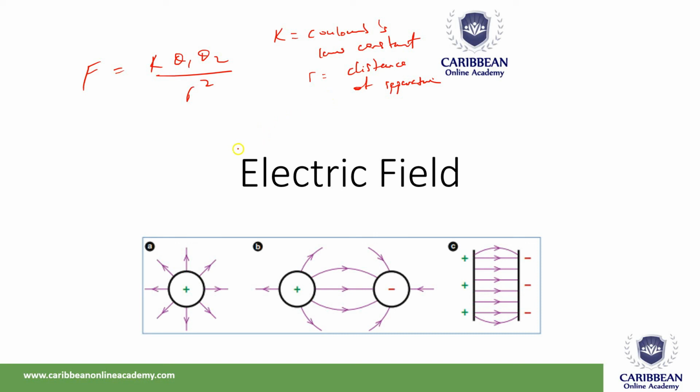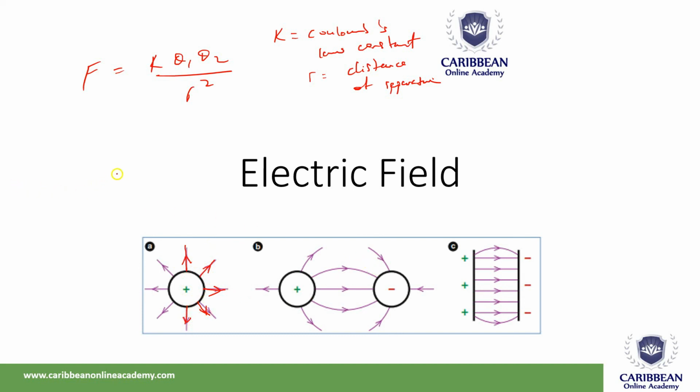Now, we cannot talk about electric force and not talk about electric fields, right? Here you're seeing three diagrams on the screen. Whenever you have a charge, whether positive or negative, you have what we call an electric field around it. For the positive charge, we have the field lines radiating outwards. This is how the field lines move when you have a positive charge.